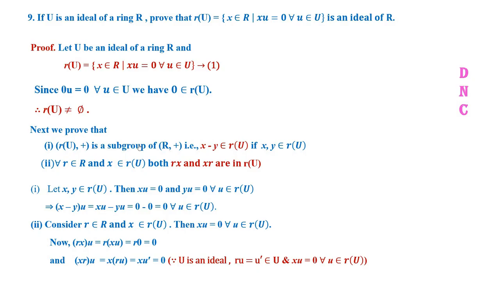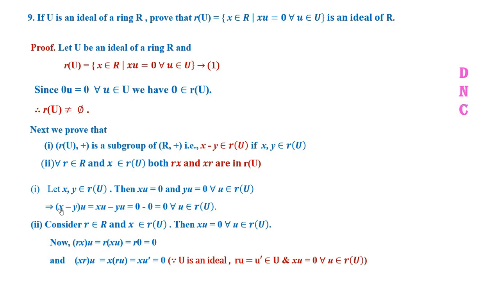Next, under addition, it should form a group. So that means for two elements x and y in R of U, x minus y should be there in R of U. So that is the criterion for subgroup. And then the actual ideal condition is this. For every r in R and x in R of U, you have to have both rx and xr in R of U. So for the first one, because x and y are in R of U, you have both xu to be 0 and yu to be 0 for every u in U. That is how your R of U is described.